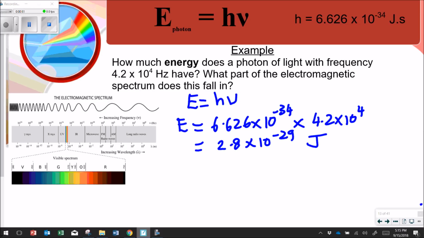What part of the electromagnetic spectrum? So again, I have a frequency in the 10 to the power of 4 range. So I go to my electromagnetic spectrum and find that. That one is on the top. Here is 10 to the power of 4. So this falls into the radio waves.